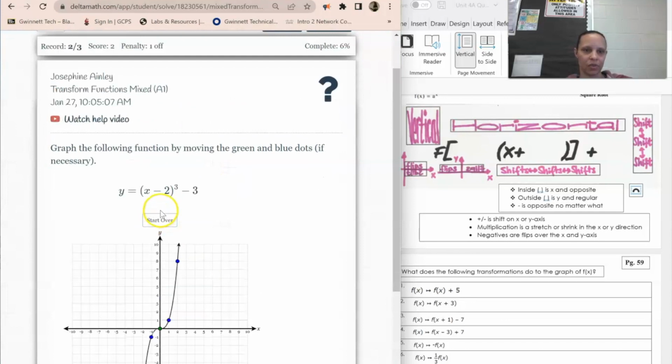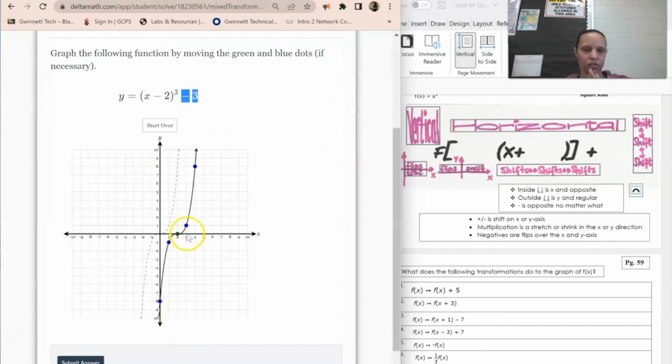All right, I think we just did this one, but anyway, inside, x and opposite, so instead of going left 2, I'm going to go right 2. Outside, y and regular, so whatever I think is in the y direction, that's going to be down 3.